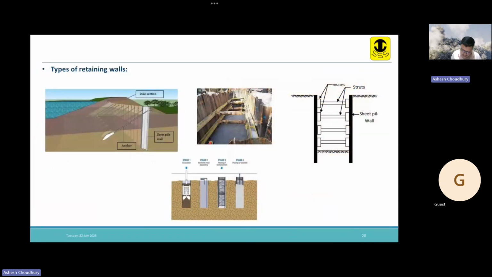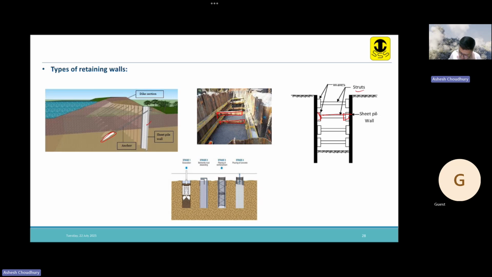Then we have the anchored sheet pile. The sheet pile is anchored at the back. We drill it and anchor it into the soil. These are anchored sheet piles, buttressed again. These are struts that are there.